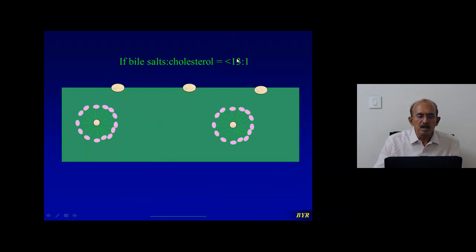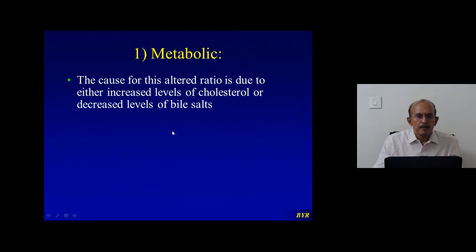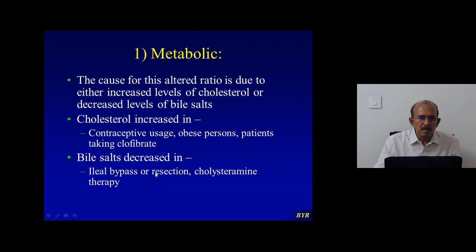So why is this ratio altered? Whenever bile salts are decreased or whenever cholesterol is increased. Let us see the conditions. The cause for this altered ratio is due to either increased levels of cholesterol or decreased levels of the bile salts. Cholesterol increases in contraceptive usage, obese persons, and patients taking clofibrates. Bile salts decrease in ileal bypass or resection, cholesterol therapy, etc.